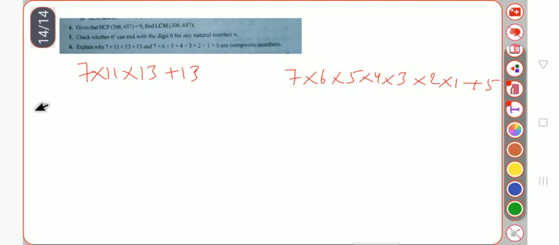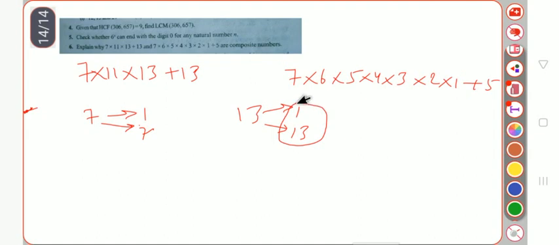Composite number means there should be at least 3 factors, because each number has at least 2 factors. Suppose a prime number is 7, it has 1 and 7 as factors. 1 is a factor of each number and that number is also a factor of itself. Suppose 13 is a prime number, so it has 1 and 13 as factors. So for any prime number there are 2 factors. One factor is 1 and the other factor is the number itself.